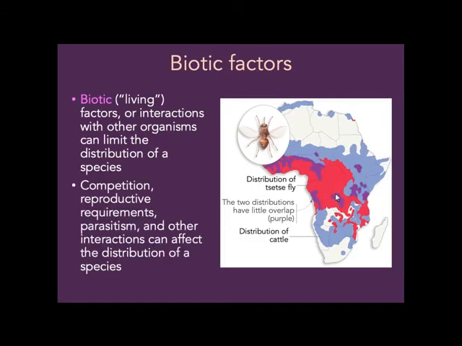So it might not just be something that causes disease like a tsetse fly. It could also be a competitor, or it could be something like a reproductive requirement. So maybe it's like a damselfly that has to lay its eggs in little pools of water inside rotting logs and there's no logs. It could be parasites that are there or anything really that can interact with a species to cause it to be able to live somewhere but not be able to live in a different place.